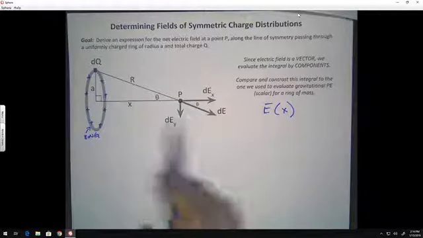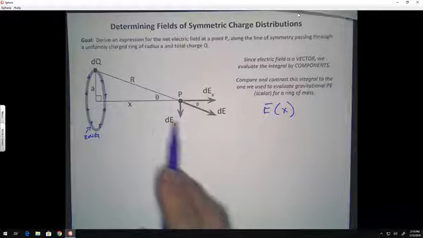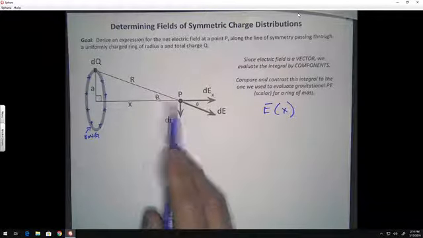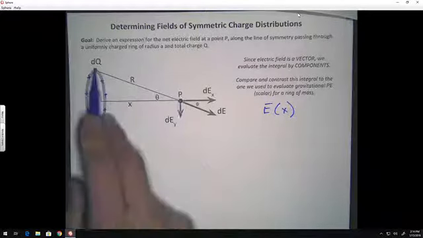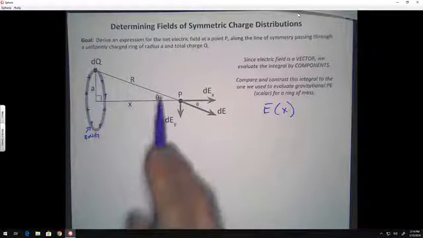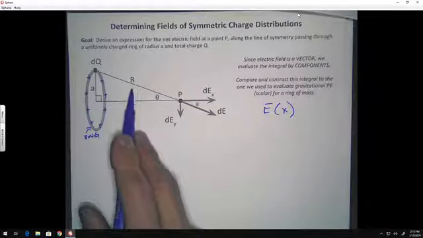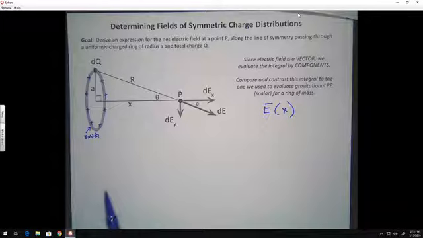Okay, other things we have here. The point P is shown. The angle theta is the angle that is made between this line, which goes from the edge of the ring out to point P. So we've got ourselves a nice right triangle inside here: a side A, a side x, and a hypotenuse R. And let's get going with this.